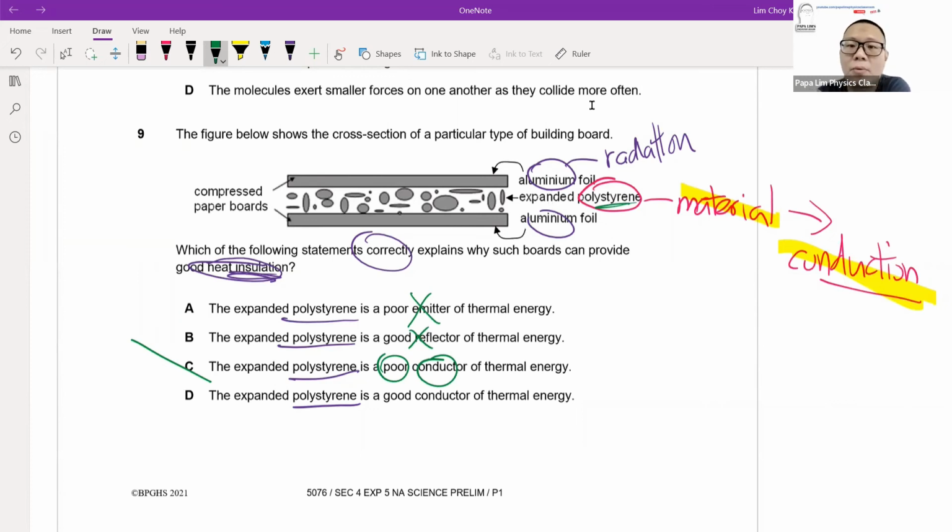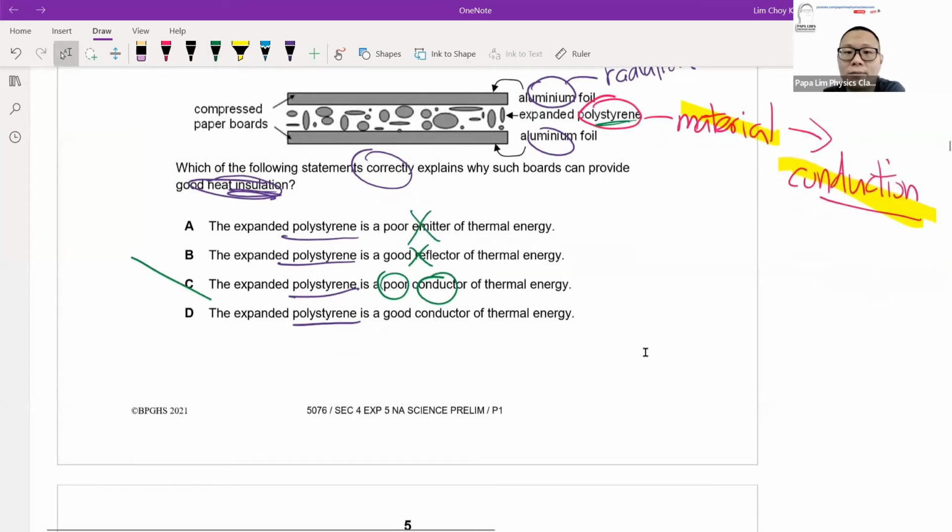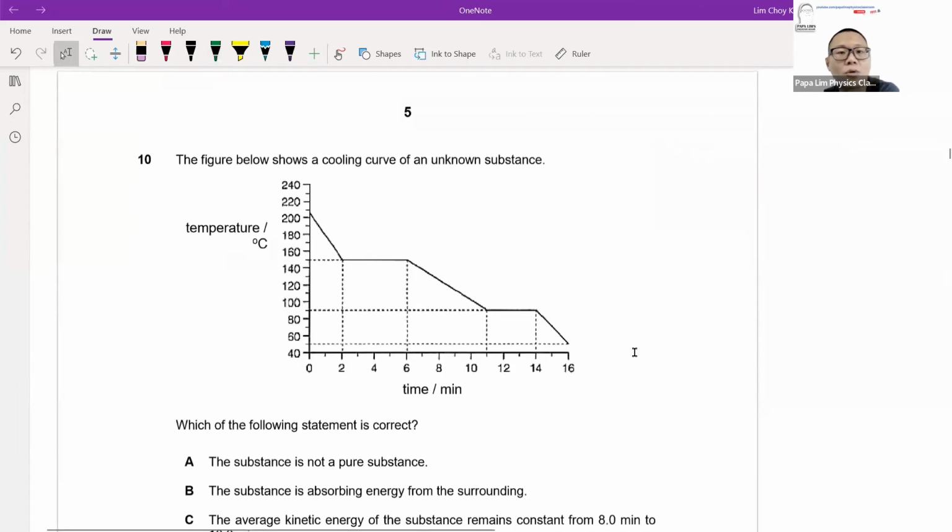So if I know it's polystyrene, it could be about conduction. If the question is asking about aluminum foil, it could be looking at the radiation aspect. So look at the question, analyze it accordingly. Cooling curve. So cooling curve, take notes.